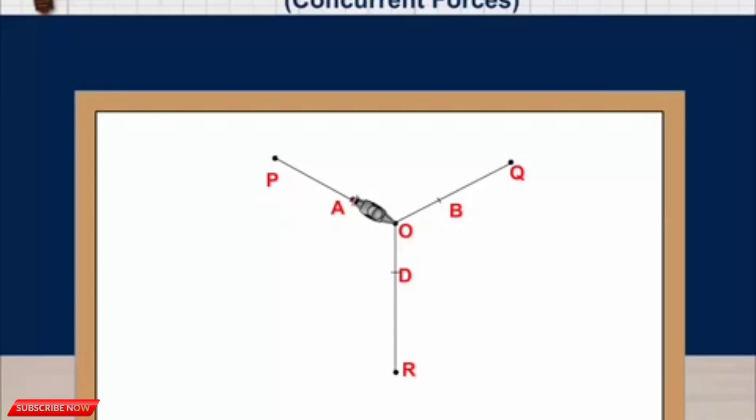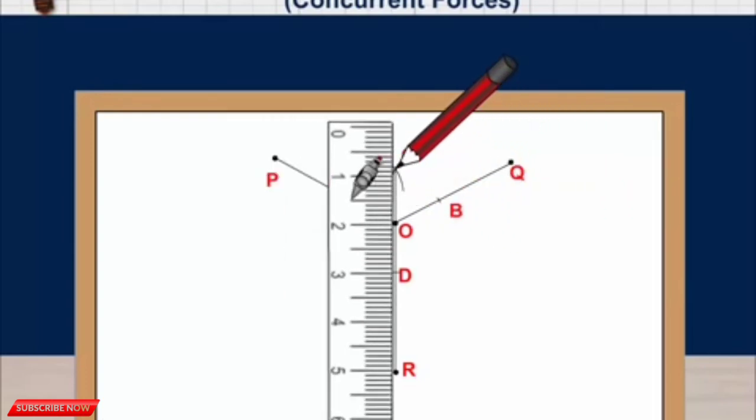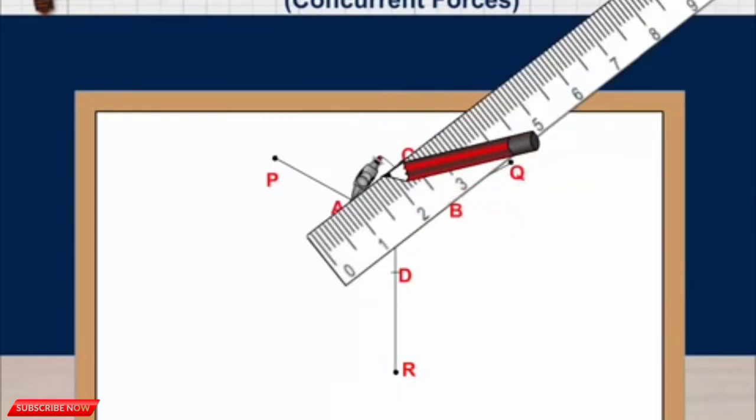Take a compass to mark the resultant force OC from the forces OA and OB. With point B as center and length OA as radius, mark an arc with the compass. The intersecting point of both the arcs is point C. Join the points O and C, A and C, B and C.